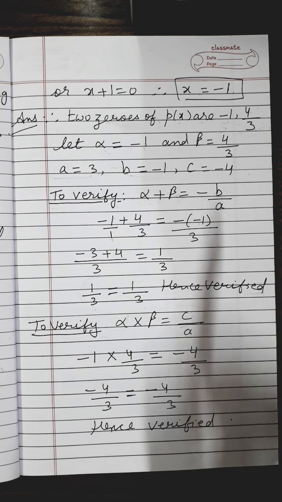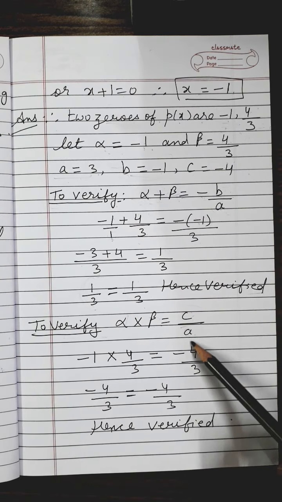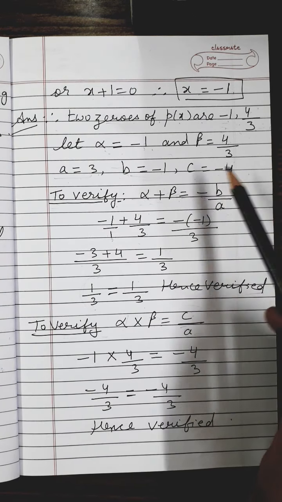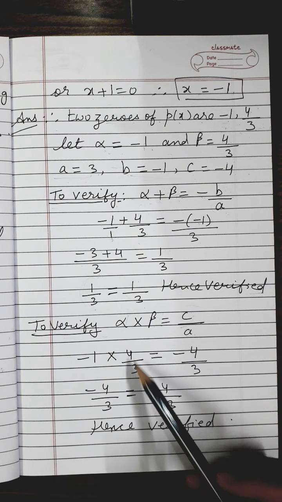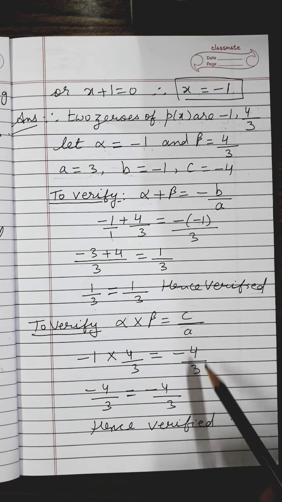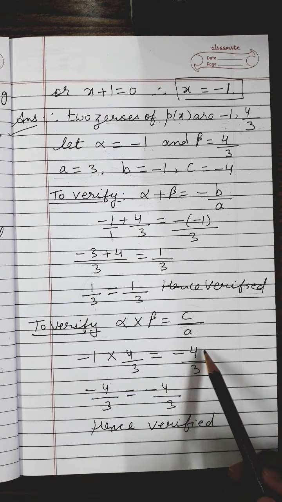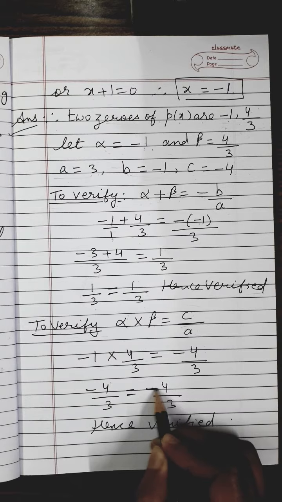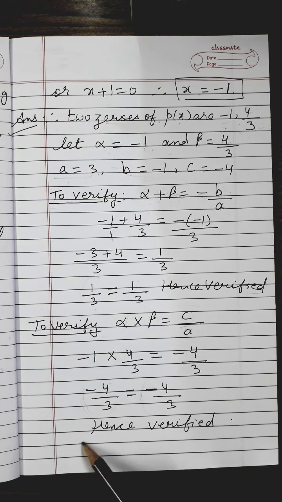So alpha and beta values you will pick up from here. Alpha is -1, beta is 4/3, and c and a you will pick from here. c is -4 and a is 3. So let us substitute. Alpha is -1, beta is 4/3, c is -4 and a is 3. Now simply multiply: -4/3, and this is already -4/3. Both the sides are same, so it becomes equal. So hence verified. So these are your two verifications.